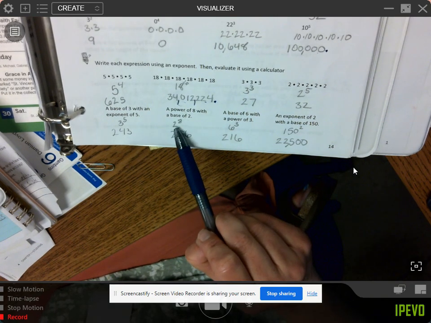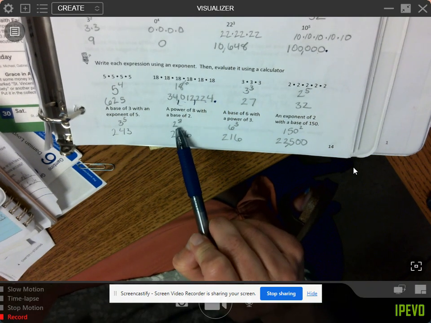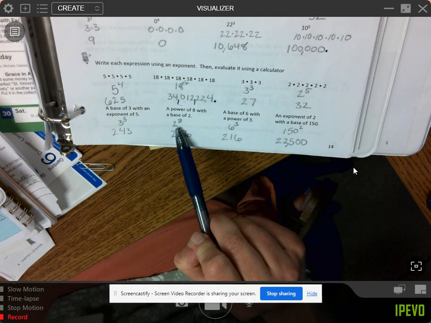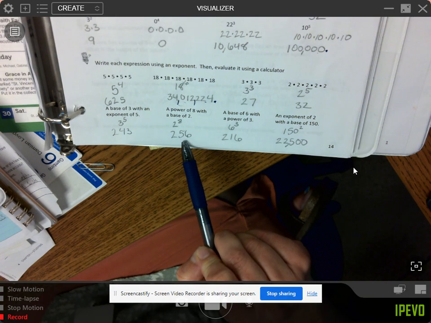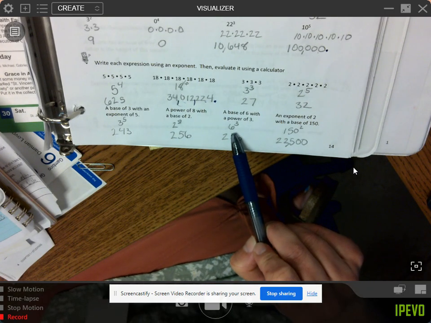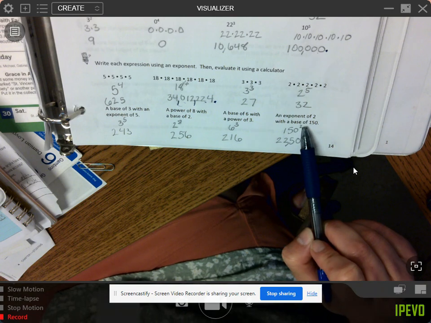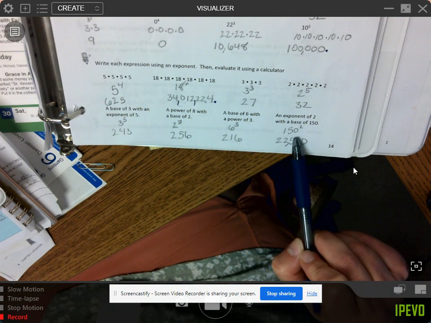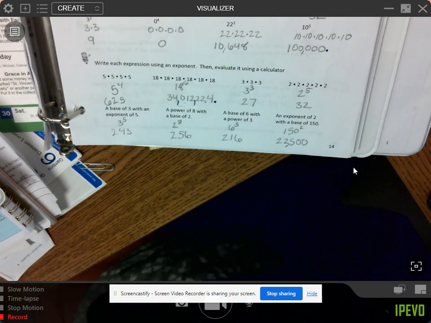We have a power of 8 with a base of 2. It doesn't matter if we say base first or base second. A base is a base. It's going to be the big number on the bottom. Exponent of 8, the power of 8, which is 256. Base of 6 with the power of 3 is 216. An exponent of 2 with the base of 150 is 22,500.